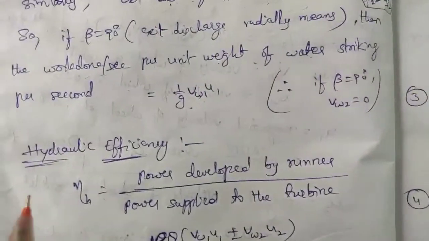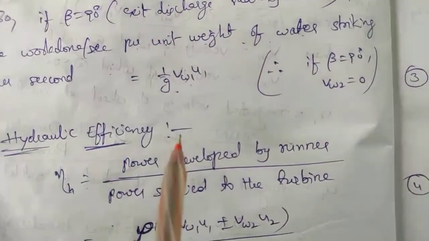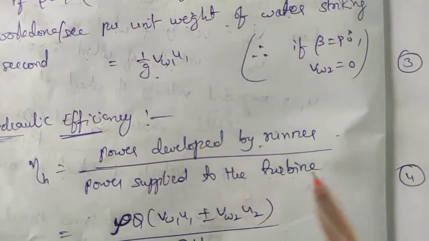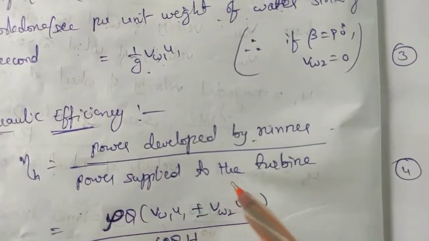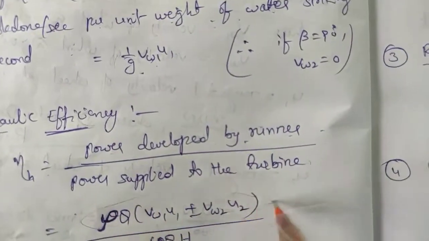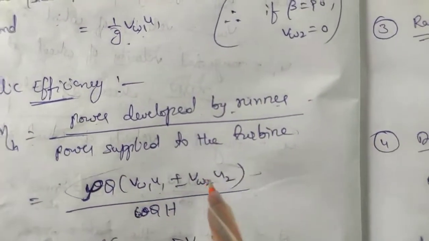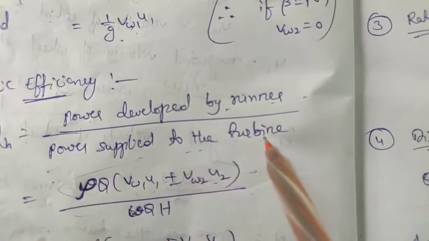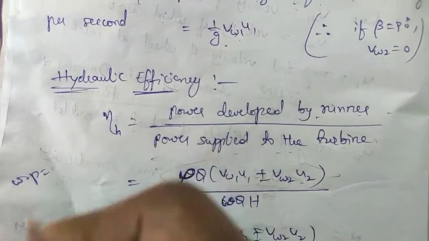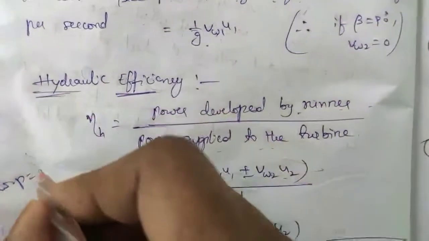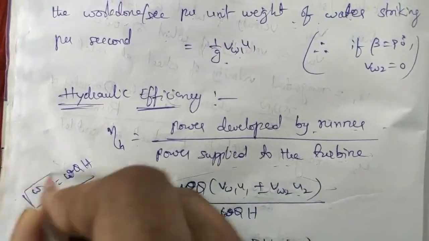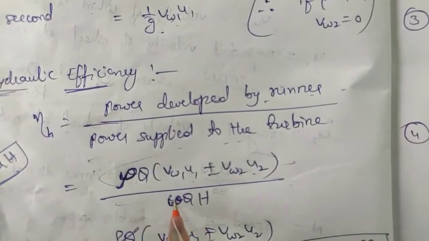Next, efficiency, hydraulic efficiency. That means output by input. Here the power developed by runner is the output, and the power supplied by the water to the turbine is the input. So power developed by runner means work done per second, rho Q (VW1 U1 plus or minus VW2 U2), divided by the power supplied, that means water power. WP, water power equal to WQH, small w Q H. So that is what I am writing here, water power WQH.